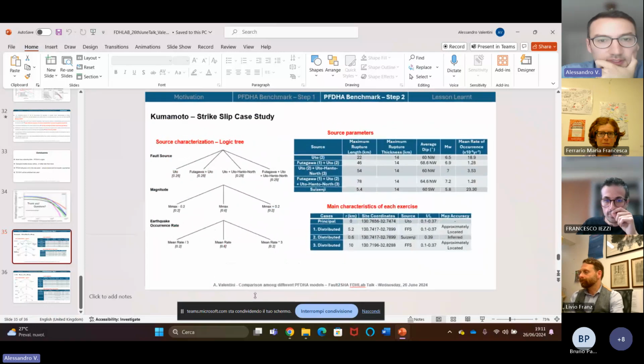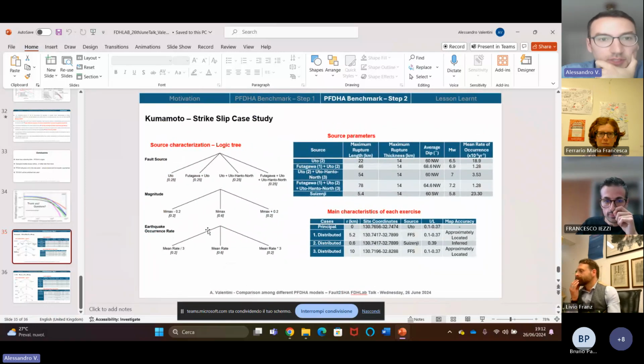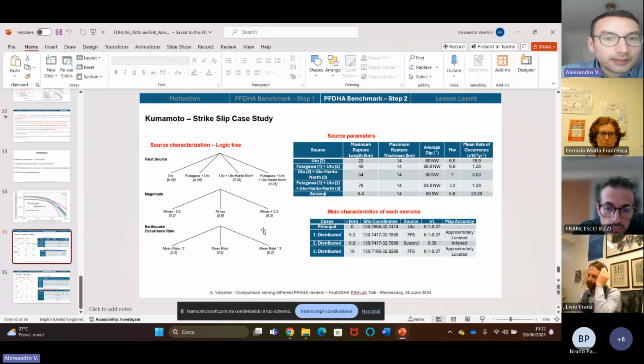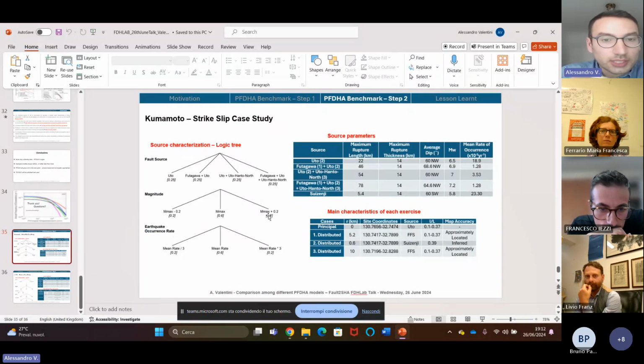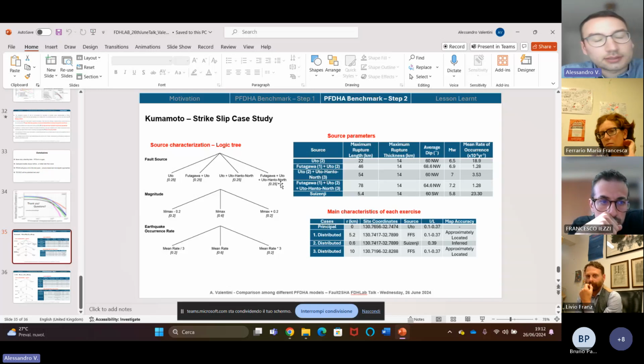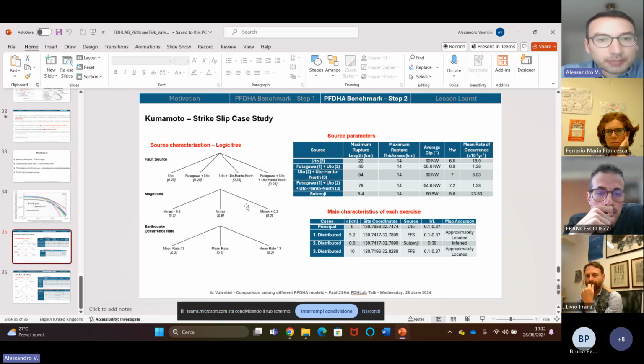So this is, for example, the logic tree for the source characterization for the Kumamoto. We couldn't do any geological survey during the project, so we just took the information from the literature. Japan is a high seismic area, so the faults are very well known and mapped. There are also very well done databases, and so we did this logic tree for the source characterization in Kumamoto.